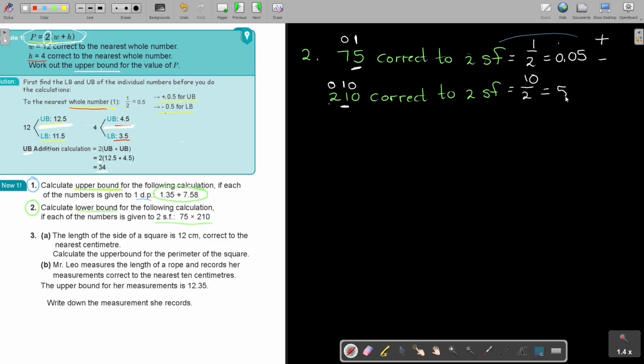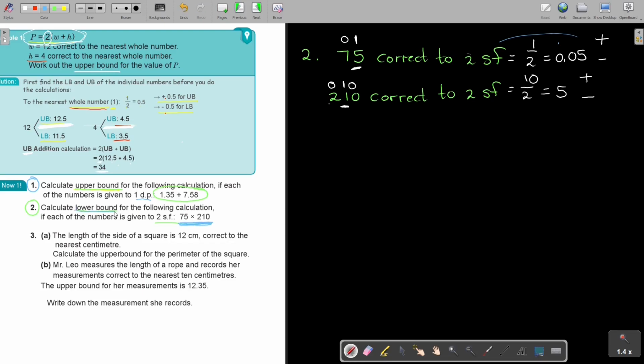So it's going to be 5. So I add for my upper and I subtract for my lower. Okay, and now I can start with the calculation. So what is the calculation? It's 75. Okay, but let's start with it like this. I'll just show you the calculation there.